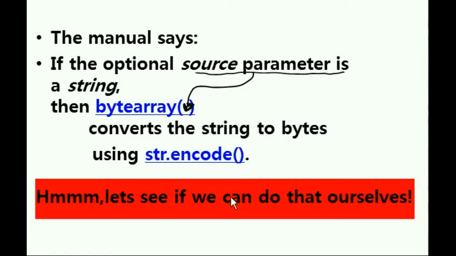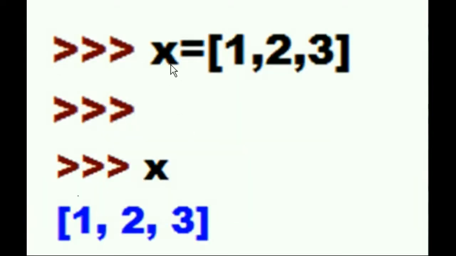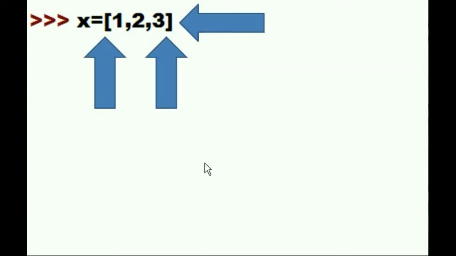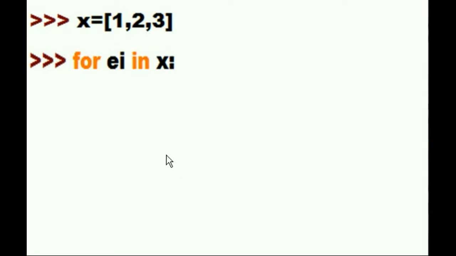That looks interesting. Let's see if we can do that ourselves, this string encode. So let's start off with X equals list 1, 2, 3. And I key in X, hit enter, and it's 1, 2, 3. Let's move this up into the corner. And now let's loop through X. Here we go.